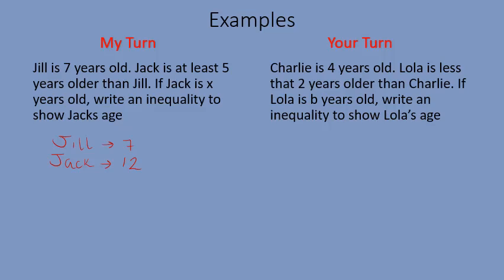But he's at least that much older than Jill. So if we're saying Jack is X years old, he's at least 12. He might be more than 12, but he's at least 12. So he's greater than or equal to 12. Have a go at the question on the right hand side, please.